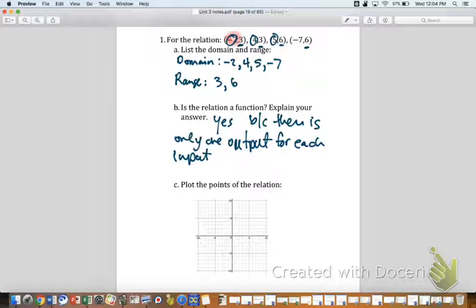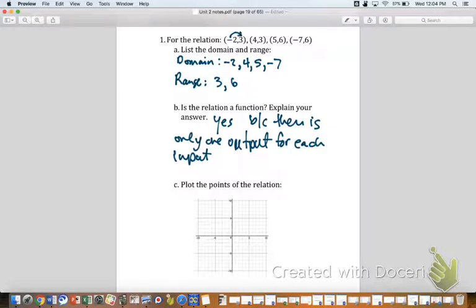Okay, well, let's look. Are the domains the input or are the domains the output? Yeah, domains are all the inputs. And this is where I think Noelle was going with this, and I think she was definitely correct. It was just hard to say. How many outputs does -2 have? One. Just has the one output.